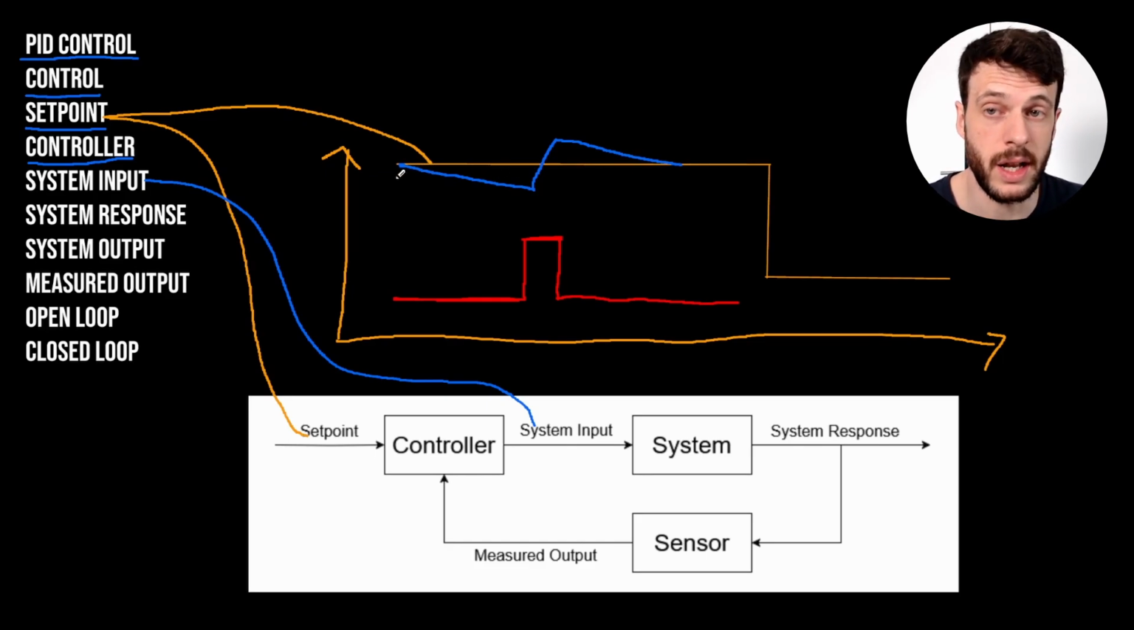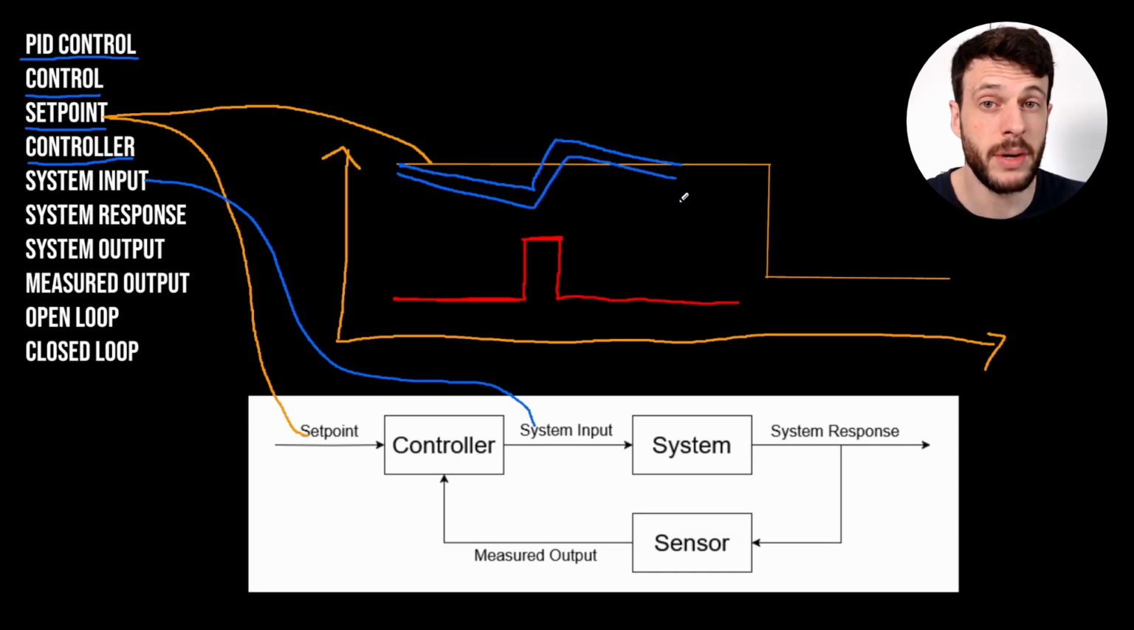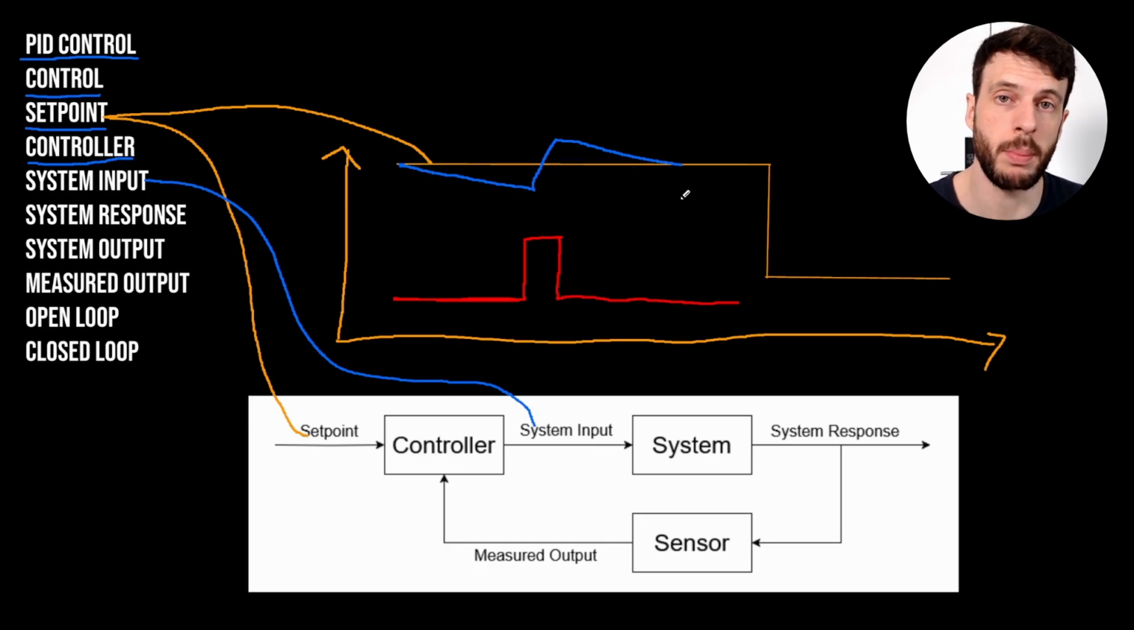Maybe our sensor is slightly off and the actual temperature of the water is slightly lower if it's miscalibrated or something. But for the most part, we don't tend to worry about that. We tend to just assume that the measured output is accurate. It's the same as the system response.